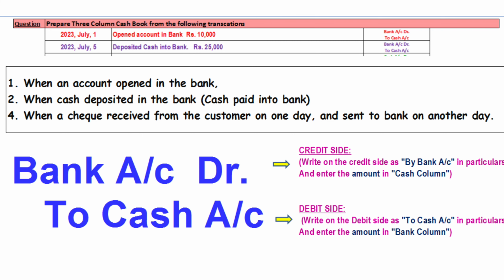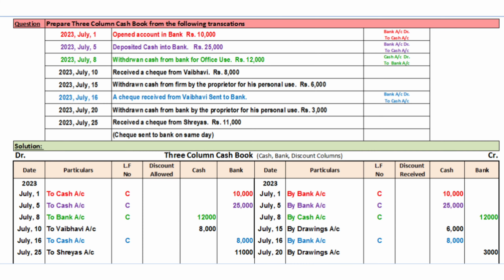Always indicate the alphabet C in the LF column. C means contra entry. Contra means we are writing the same entry two times, on the debit side as well as the credit side. Are you getting this?